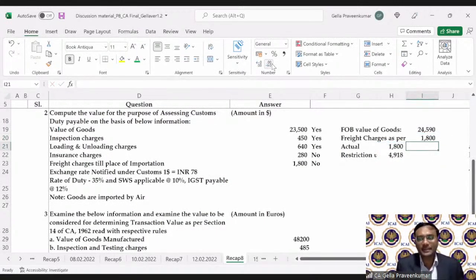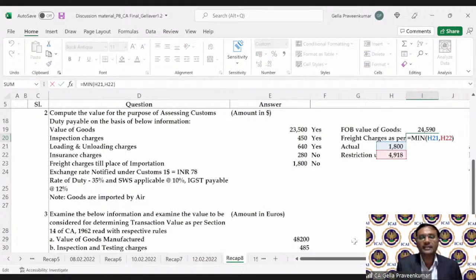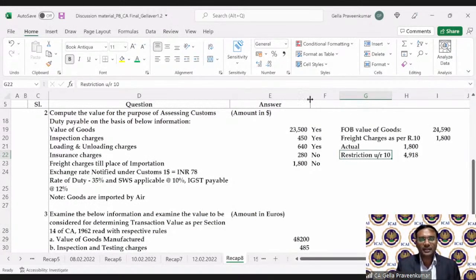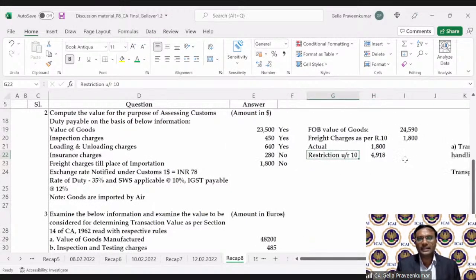So I repeat this point, students. In the examination, this is what is tested for application of provision. Now, freight charges under rule 10, there is a restriction of freight charges to the extent of 4,918. But in this actual scenario, my actual freight happens to be 1,800. So what I will do, I go with whichever is lower, right?